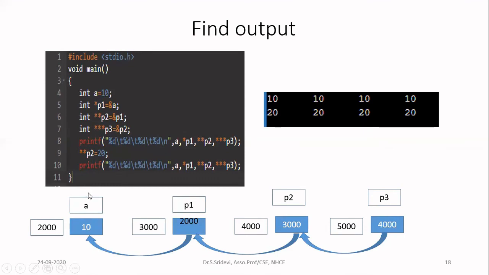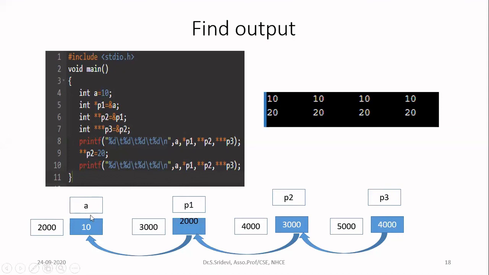Now, how to access this variable a? As seen in the previous slide, you can access this a either by using normal a or by using p1, which you can see is pointing to this directly. So you can use *p1, or otherwise if you want to go through p2, you have to first come to p1, then only you can come to a. So you have to write **p2.